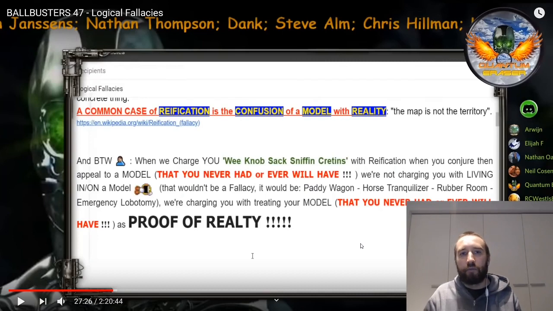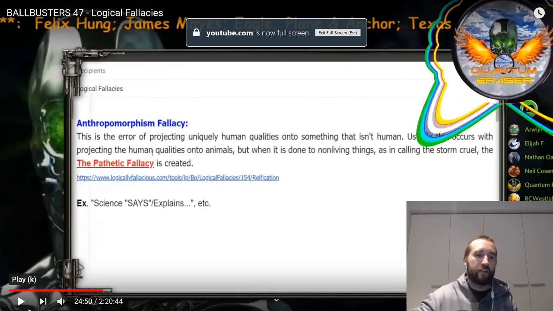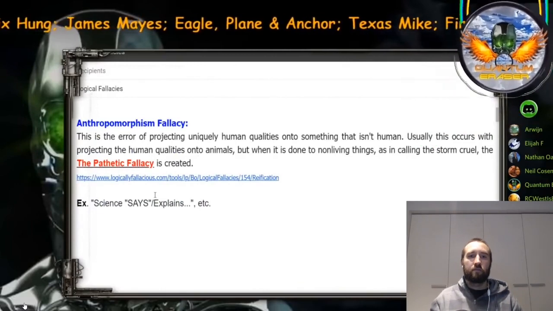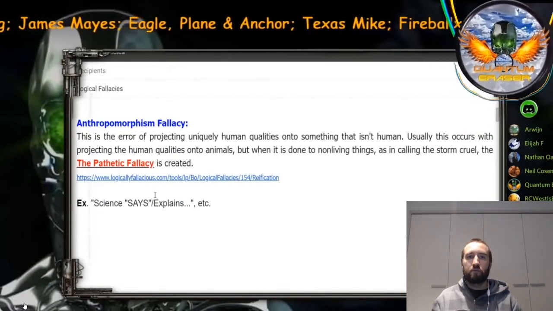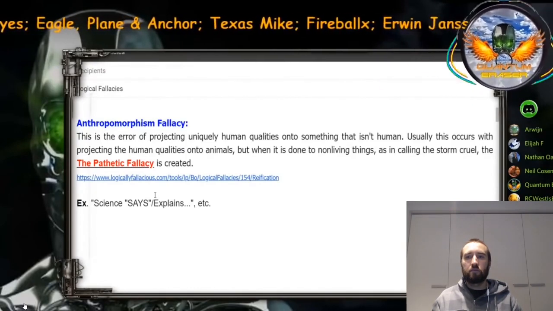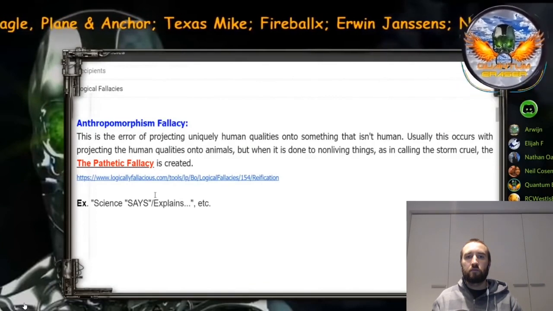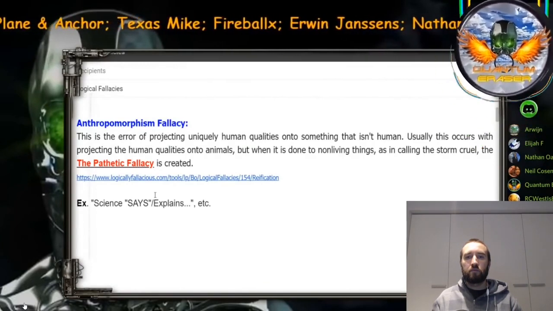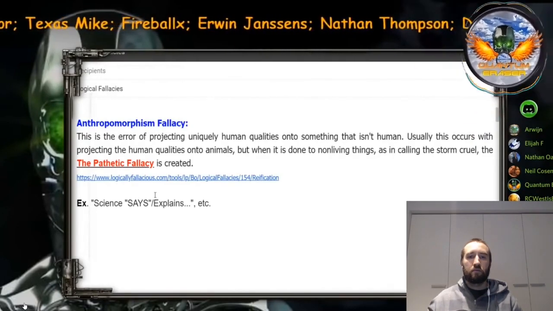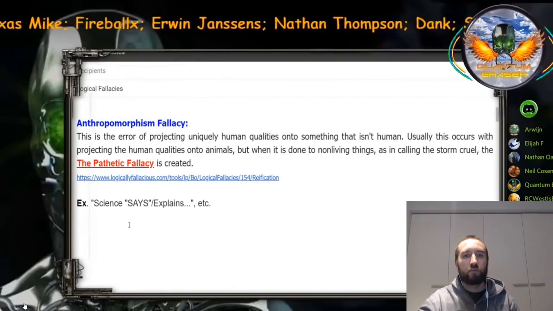I have a hard time coming up with actual real examples where one would actually commit this fallacy. Okay, here is the next fallacy. Underneath this is the anthropomorphism fallacy. This is the error of projecting uniquely human qualities onto something that isn't human. Usually this occurs with projecting human qualities onto animals. But when it is done to non-living things, as in calling the storm cruel, the pathetic fallacy is created. So this is a pathetic fallacy.